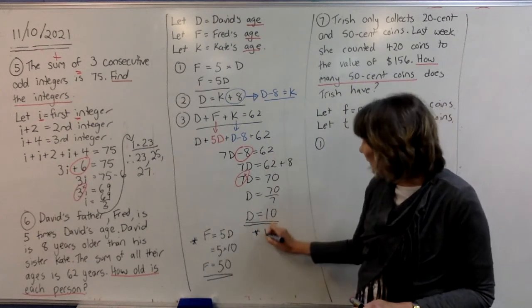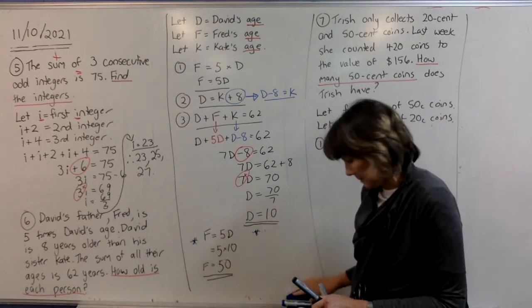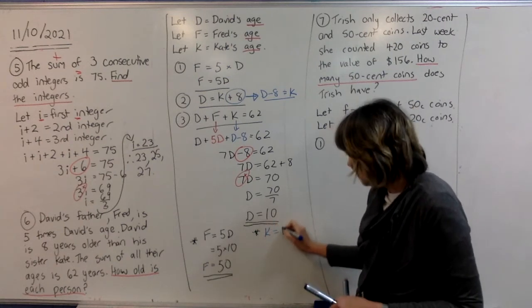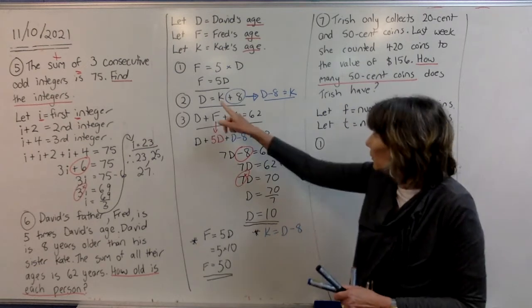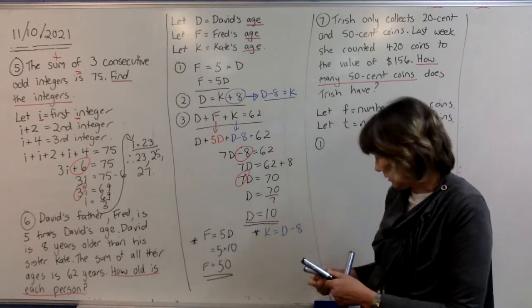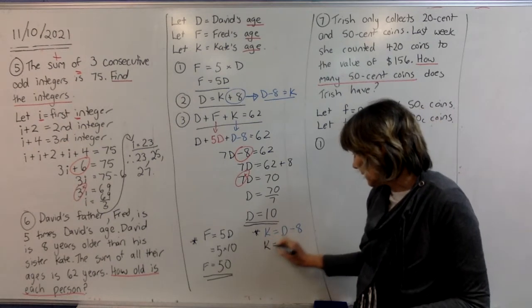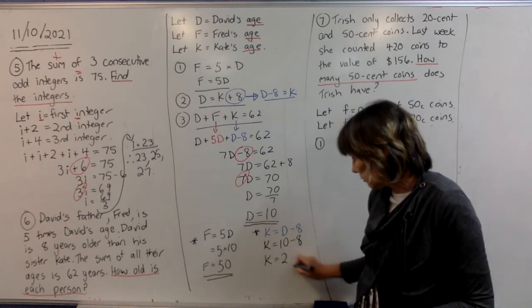All right, so I'm going to write it, I might write it in blue so you can see where I've taken it from. So Kate is David minus 8. That'll be the quickest way to put it in. You can put it in here and just rearrange it if you want, but I'm going to put it in there. So Kate will be David's age minus 8. Kate is 2 years old.